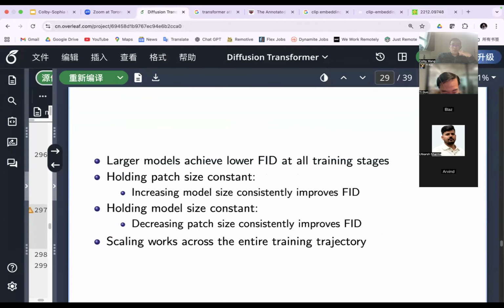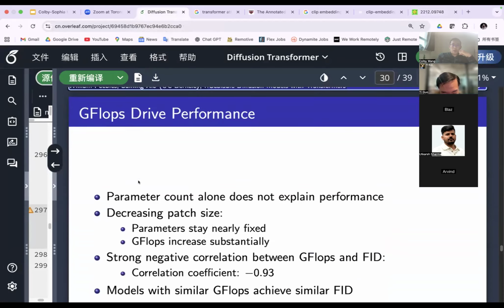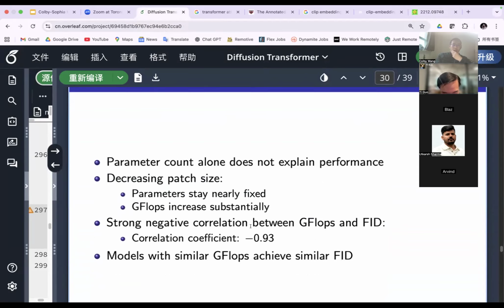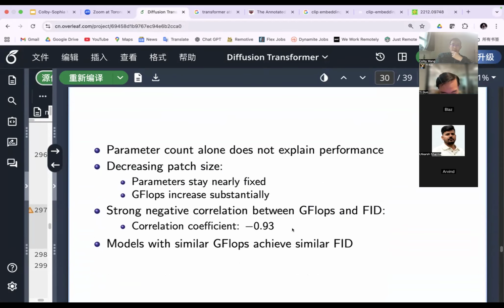And so now GFlops, basically the floating point operations, actually improve the performance. Because when decreasing patch size, the number of parameters stays fixed, however, the number of floating point operations increases substantially. And they find a negative correlation because lower FID is better. So basically it means that more floating point operations will give you a higher FID score. I mean, lower FID score.